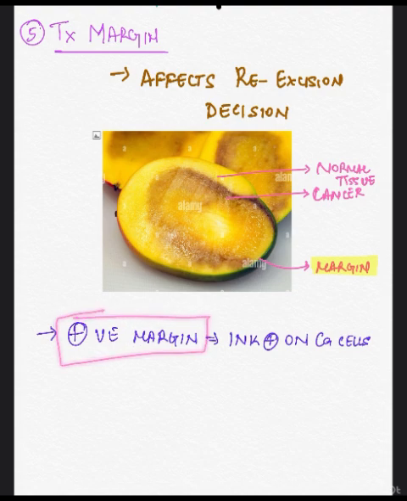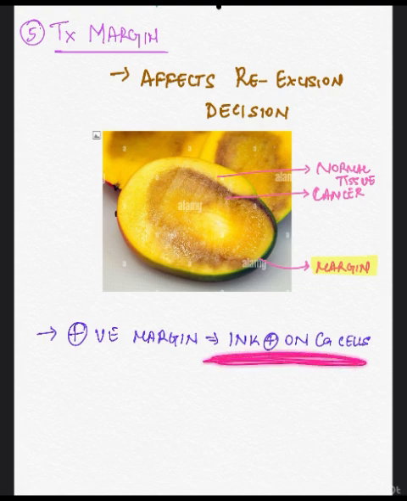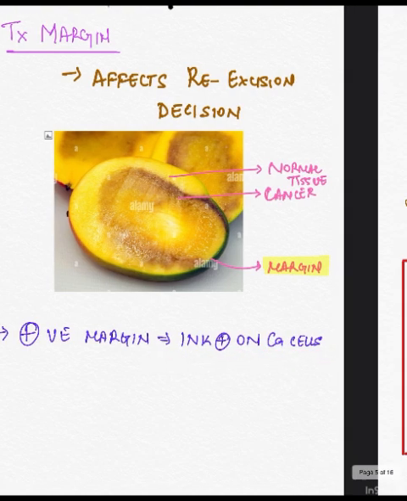Now this is something that many practicing pathologists get very confused about. Positive margin means ink has to be present on the cancer cells. Even if the margin is 0.1 centimeter away from the tumor, that margin is negative. The ink has to be present on the cancer cells for it to be called a positive margin.